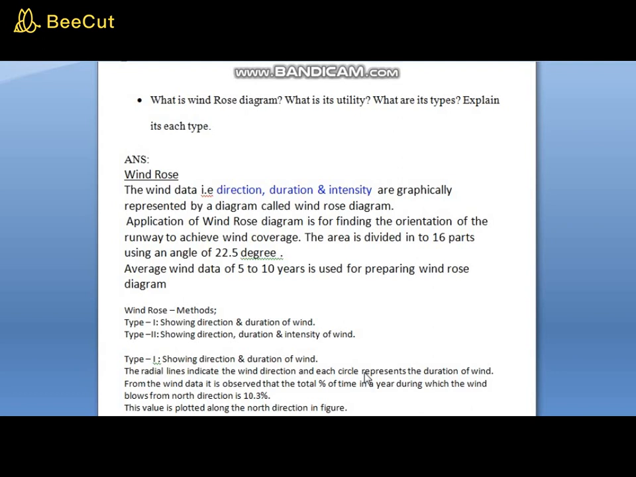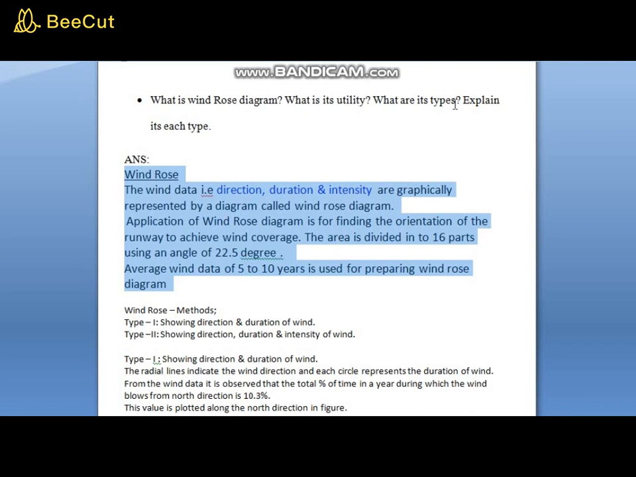The area is divided into 16 parts using an angle of 22.5 degrees. Average wind data of 5 to 10 years is used for preparing the Windrose diagram. What is Windrose diagram? What is its utility? This is the answer for these two questions.